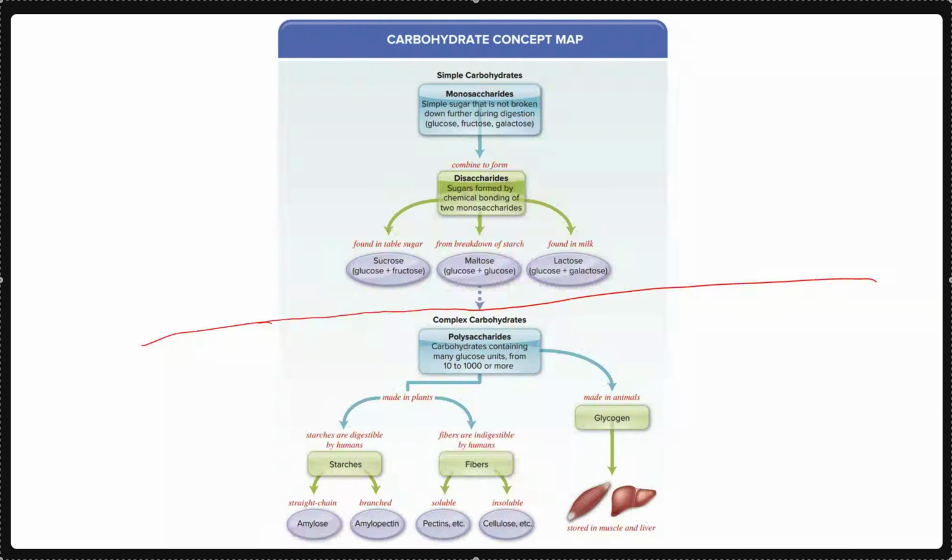And then we have disaccharides. Disaccharides are 2 units of sugars, mostly a combination of 2 of the monosaccharides. An example is a disaccharide called sucrose. Sucrose is made up of glucose and fructose combined. And then we have maltose. Maltose is 2 units of glucose. And then we have lactose, the one that is found in milk. It is glucose and galactose combined.